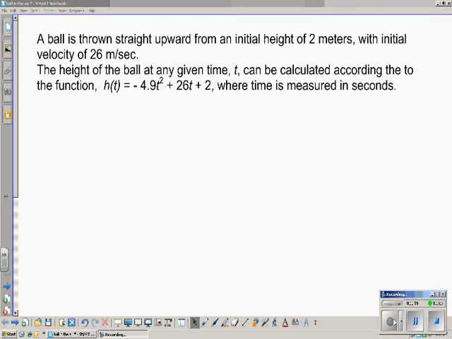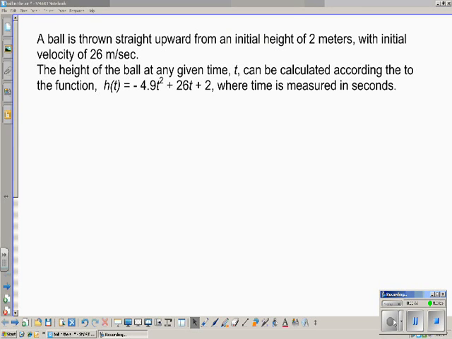In this case, the ball is being thrown straight upward from an initial height of 2 meters, which is about 6 feet or so, with an initial velocity of 26 meters per second. That's about 60 miles per hour. I'm going to go through a couple of questions here. Sometimes you'll be asked one or two of these questions. I'm just going to go through three or four questions or so and show you how it all works out.